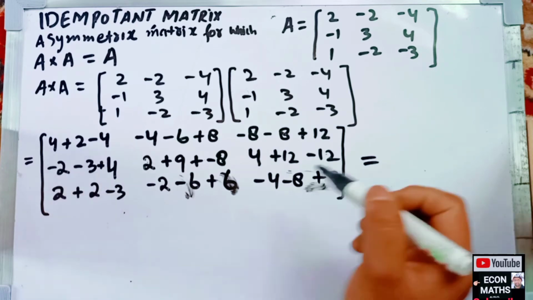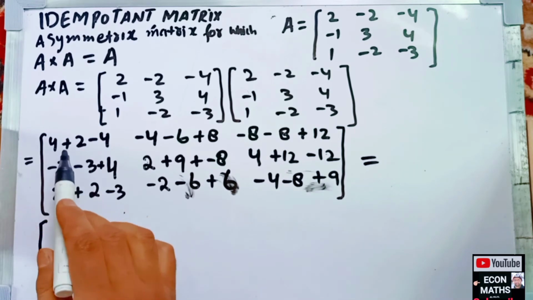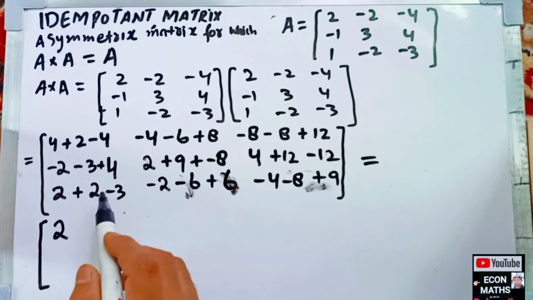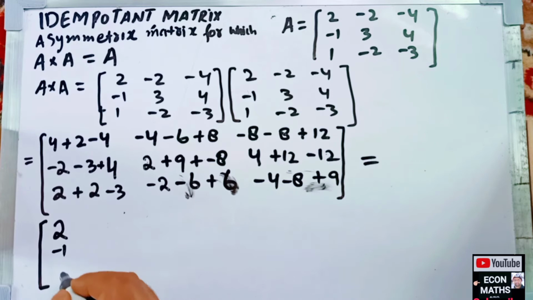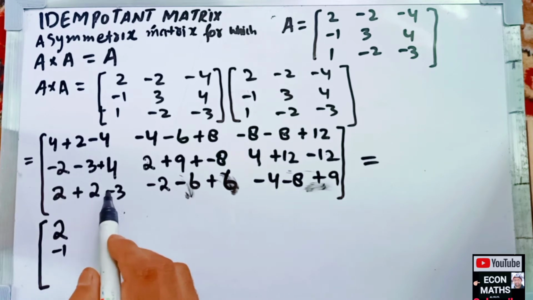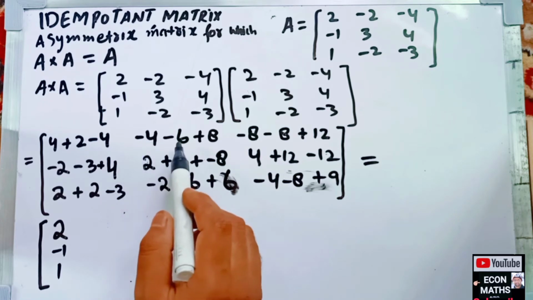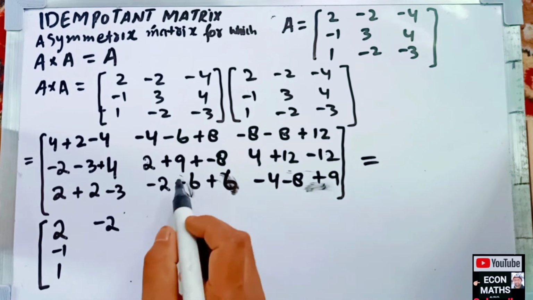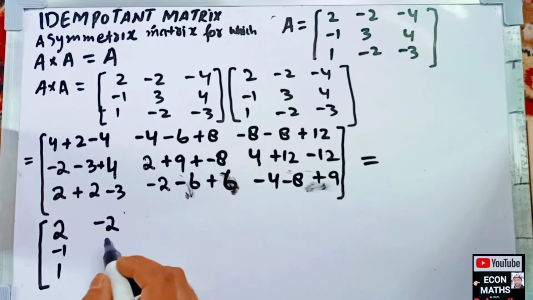Now further solving this will give us 4 plus 2 is 6, minus 4, that is 2. Here we have minus 2 minus 3 is minus 5, plus 4, that is minus 1. Similarly, 2 plus 2 is 4, minus 3 is 1. Here minus 4 minus 6 is minus 10, plus 8, that is minus 2. And 9 plus 2 is 11, minus 3, that is 8.